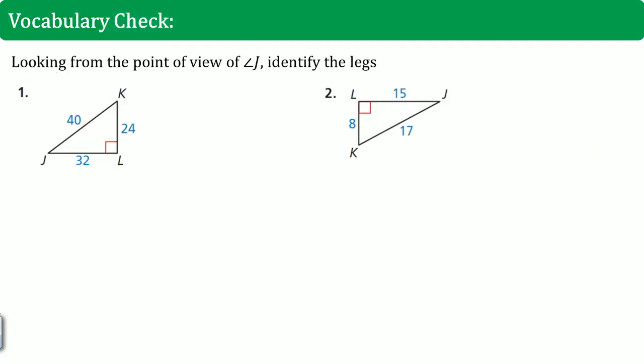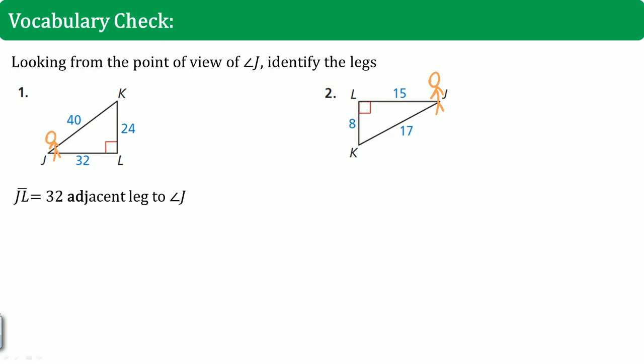Let's do a vocab check. Looking at it from the point of view of angle J, so make sure you put the person here on angle J. You have to identify the legs. Make sure you can be able to write it. There are three legs, the adjacent leg, the opposite leg, and your hypotenuse. Let's do that now.